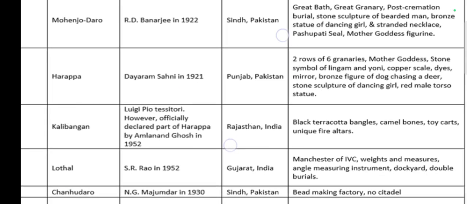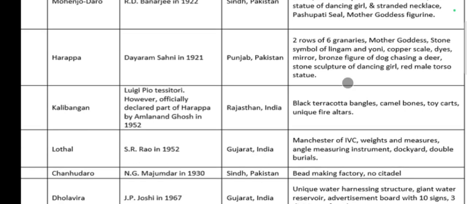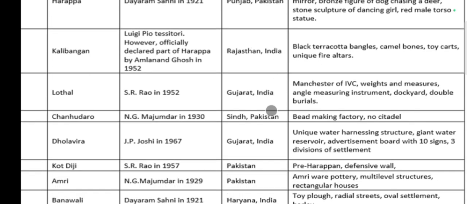These are very important. They'll give you a question like this: the red sandstone torso statue was found in which place? Harappa, Kalibangan, Lothal, or Chanhudaro? You need to find the correct answer, which is Harappa. Kalibangan is in Rajasthan. We can find terracotta bangles, camel bones, toy carts, and bullock carts over here. Unique fire altars can also be found here.